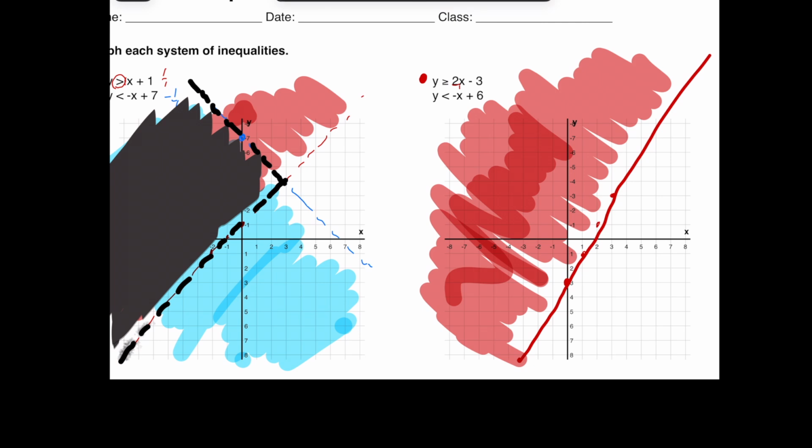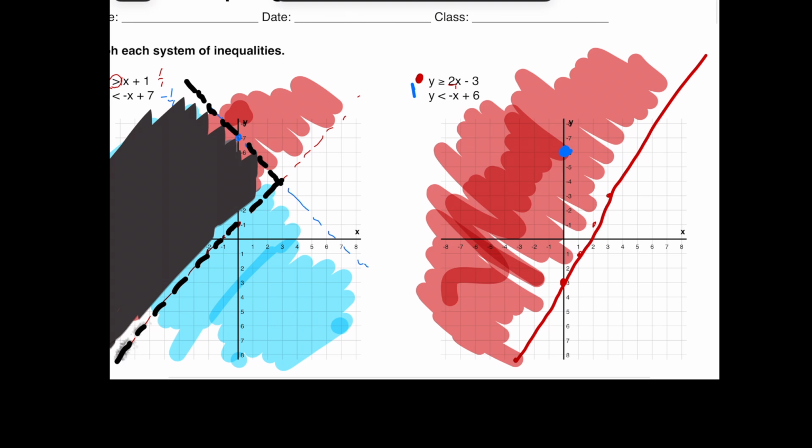Now, going back, I want to do the other one. I'm going to do that one in blue. So I'm going to start at plus 6. And I'm going to go down 1 over 1, down 1 over 1, down 1 over 1. There's no equal sign, so it's going to be a dashed line. And this wants me to shade where the y's are less than, where the y's are getting smaller. Well, the y's get smaller down here. So I want to shade the side that goes here.